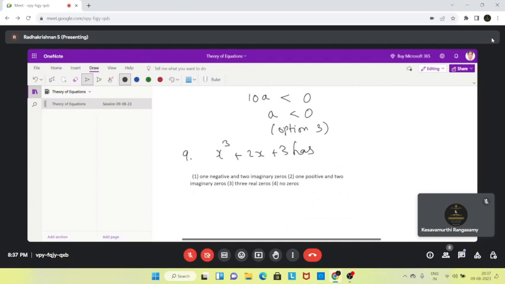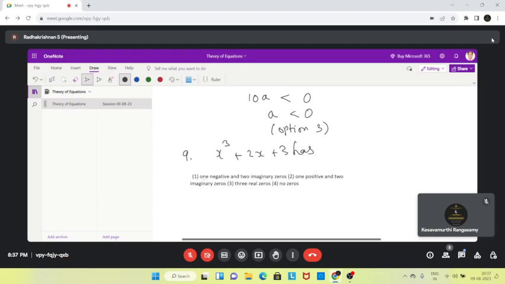So how do you say that? One thing we can say is it cannot have any positive root, right? Because there is no sign change. So we can say that option 2 is out. But how do we say that it can have three real zeros or no zeros? No zeros is not possible. It will have three roots.